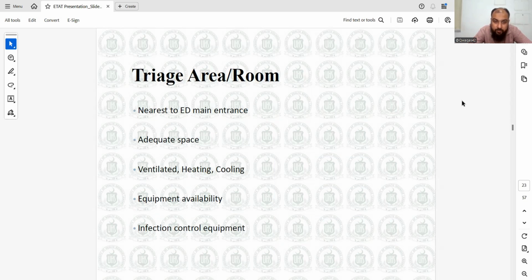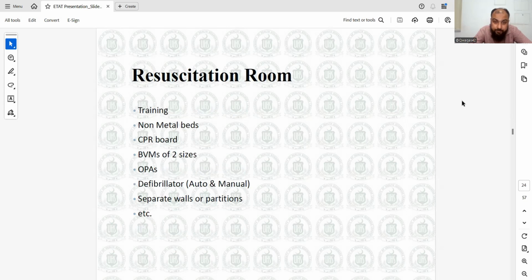Triage room and area nearest to the emergency department main entrance, with adequate space, ventilation, heating, cooling, equipment availability, and infection control equipment. Resuscitation room: training, non-metal beds, CPR boards, BVMs of two sizes, defibrillators, separate walls or partitions.